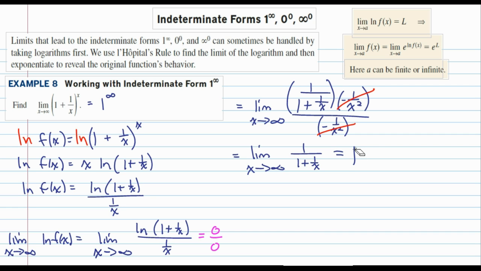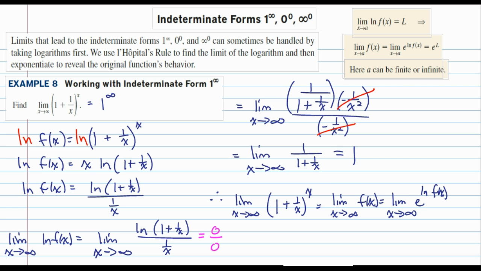Now this isn't my answer. 1 is not my answer. My answer comes from this statement up here. So therefore, the limit as x approaches infinity of (1 plus 1 over x) to the x, what I'm trying to find, which is really the limit as x approaches infinity of what we called f of x, can be rewritten as the limit as x approaches infinity of e to the log base e of f of x, that second statement in here. And then I already know the limit of the natural log of f of x as x approaches infinity, and that is 1. So my answer is e to the first, or e.